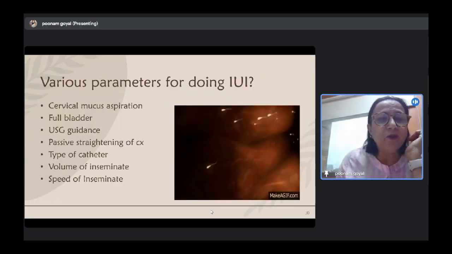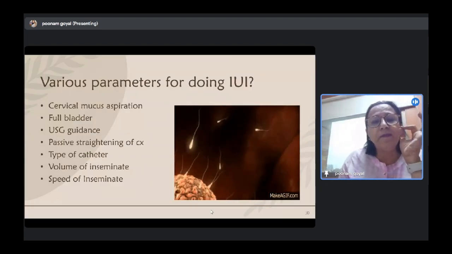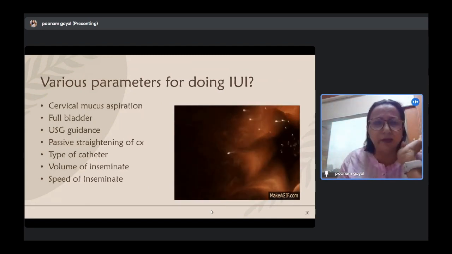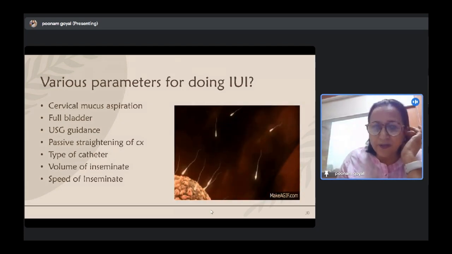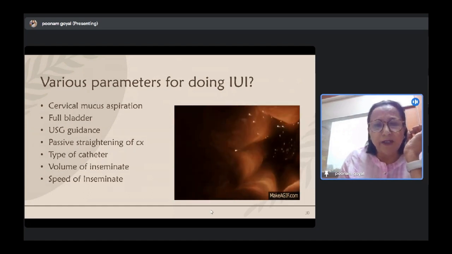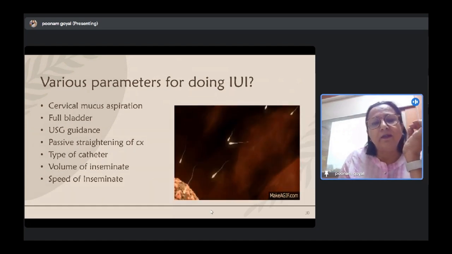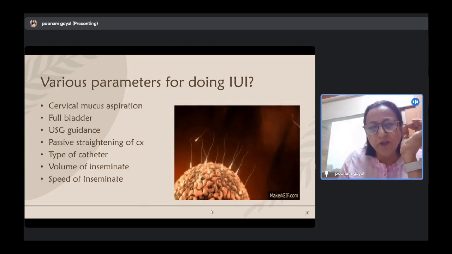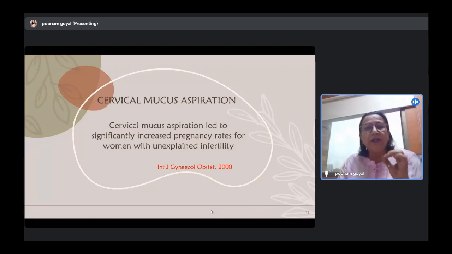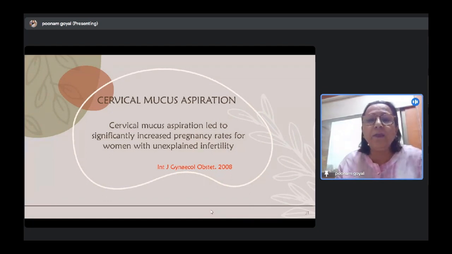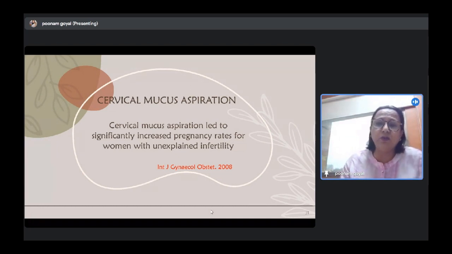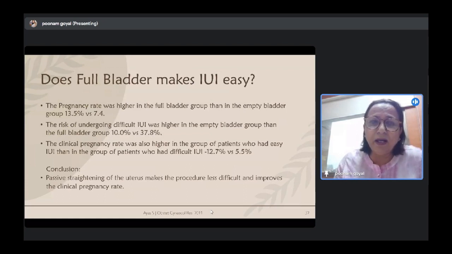Various parameters for doing IUI: cervical mucus aspiration, sometimes very tenacious, then some people are doing that, but I have never done that. Then full bladder, ultrasound guidance will be better. Passive straightening of the cervix is done. Which type of catheter we are using, the volume of inseminate, and what should be the speed of insemination. Cervical mucus aspiration led to significantly increased pregnancy rates for women with unexplained infertility. That was a study which was quoted in 2008. Does full bladder make IUI easy?